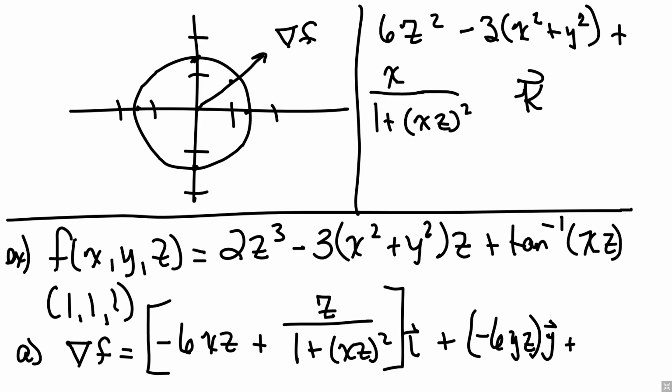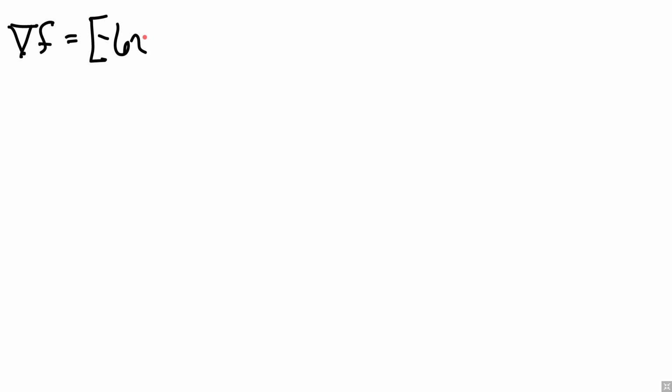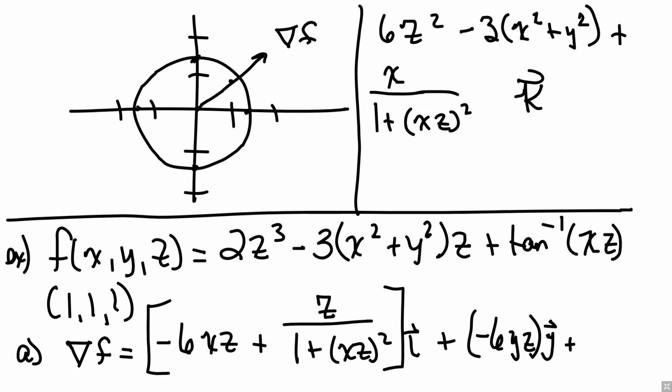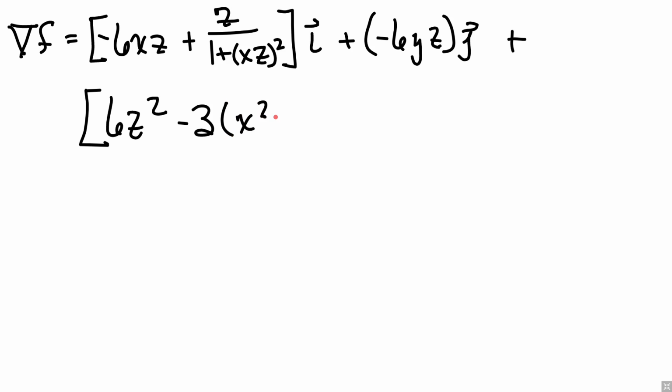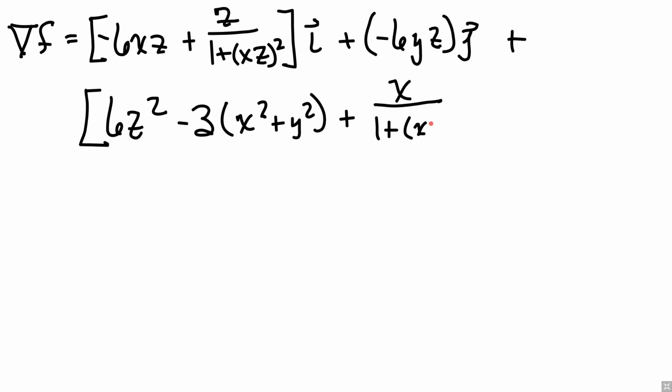Let me rewrite this on a new page. So the gradient of f is going to be equal to negative 6xz plus z over 1 plus xz squared in the I direction, plus negative 6yz in the j direction, plus 6z squared minus 3 times x squared plus y squared, plus x over 1 plus xz squared, and this is in the k direction. Any questions there?